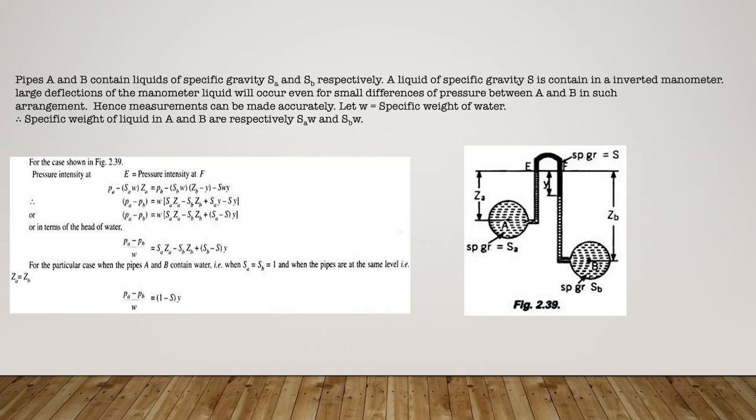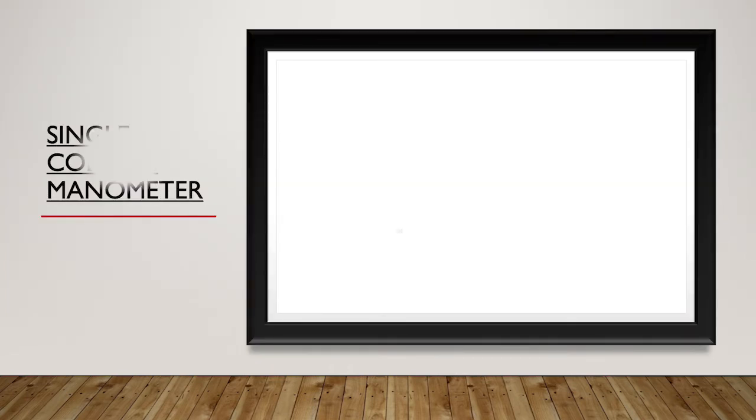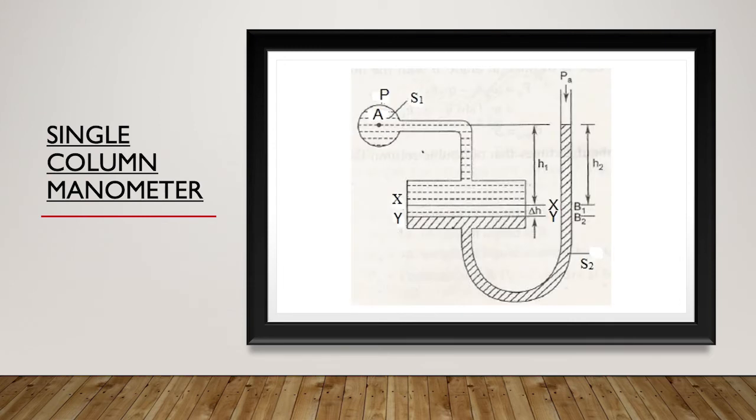So the next manometer we've got is the single column manometer. The single column manometer, as shown in this figure, is a modified form of the ordinary U-tube manometer. This manometer also has two limbs, one of which is made very large in area compared with the other. The area of the large limb, also called the basin, may be made 100 times the area of the other limb. The manometer contains a heavy liquid like mercury.